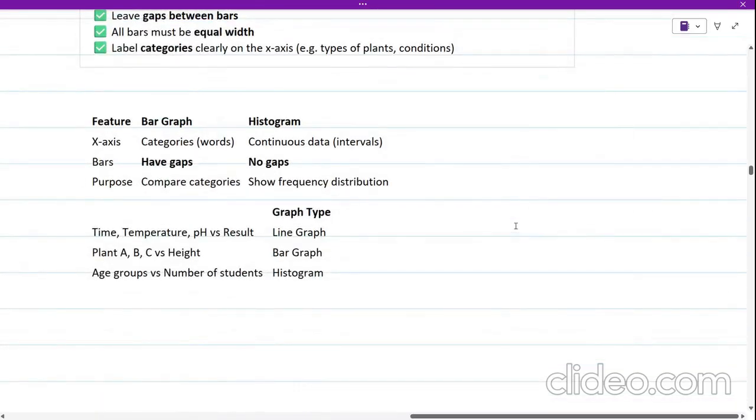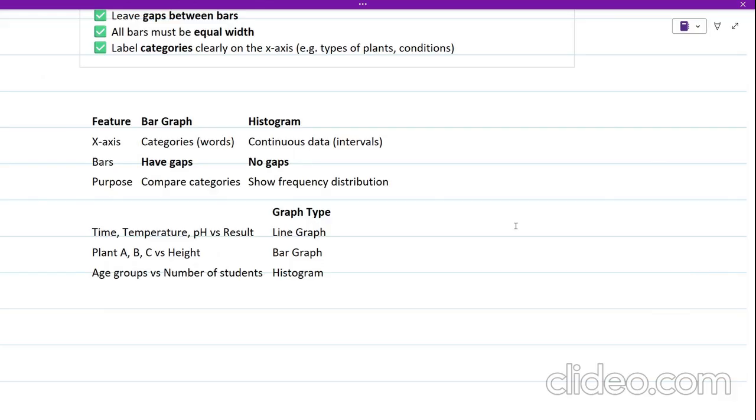The bar graph has categories on the x-axis, while the histogram has continuous data. The line graph has numerical values on both. Bar graphs have gaps, while the histogram doesn't have. The purpose is to compare categories in the bar graph, while in the histogram it is to show frequency distribution. I've just provided some examples that are going to help you in identifying the type of graph you are going to be making.